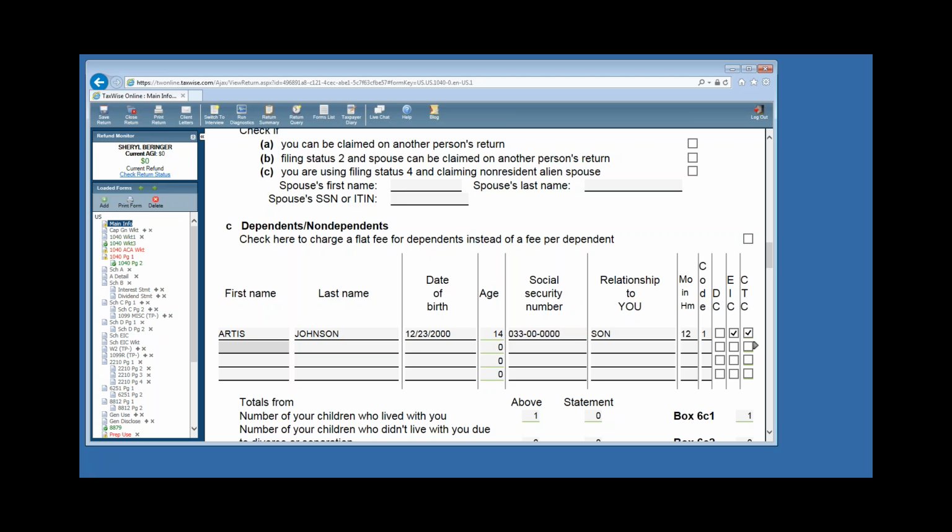So the child tax credit will automatically calculate from the software based on the dependent's age. But the earned income tax credit, you'll have to check, and that's what the EIC stands for. If the client is eligible for a dependent care credit, then you'll go ahead and check that box too. But because of the age, Artis and Courtney are not eligible for that, so that's not anything we're going to be working with on this tax return. Again, we're just entering this information. The TaxWise software is doing some of the calculations, which is really nice.